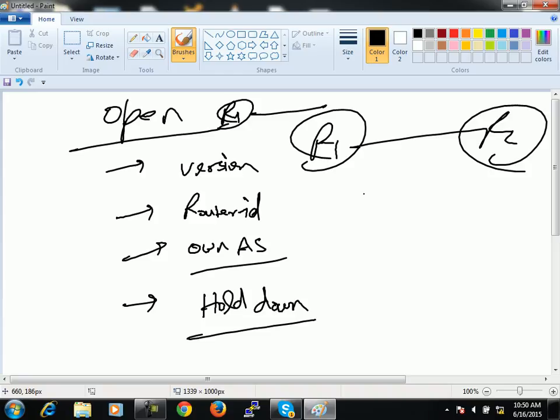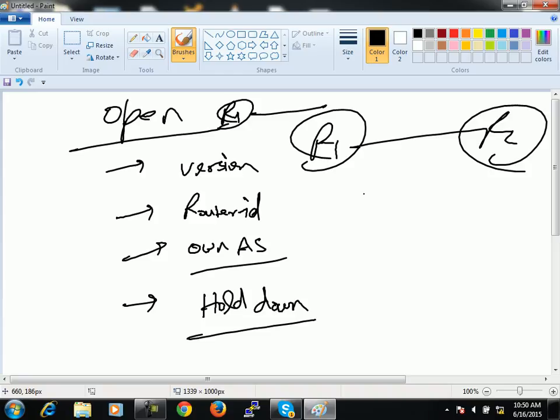I will let you know later on what the meaning of capabilities is, how many types of capabilities we have in BGP, and how we can enable and disable these capabilities, right? Apart from it, let's go for the keep alive message. I hope you have understood the uses of the open message.